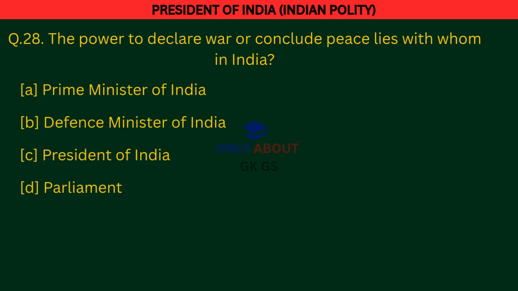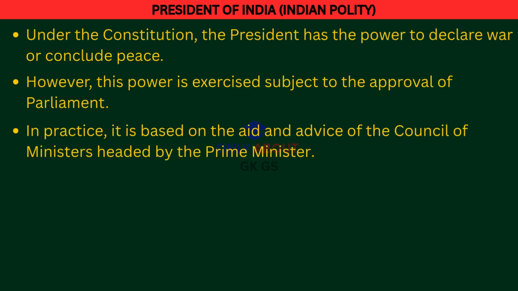Next question. The power to declare war or conclude peace lies with whom in India? Correct answer: President of India. Under the Constitution, the President has the power to declare war or conclude peace. However, this power is exercised subject to the approval of Parliament. In practice, it is based on the aid and advice of the Council of Ministers headed by the Prime Minister.